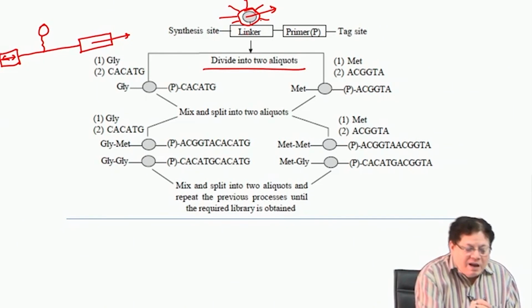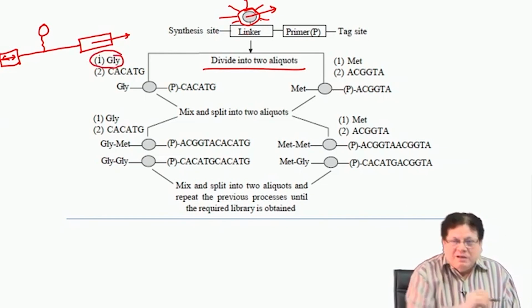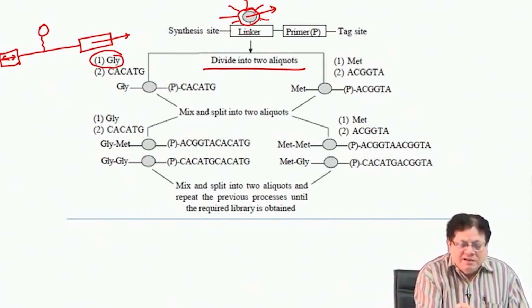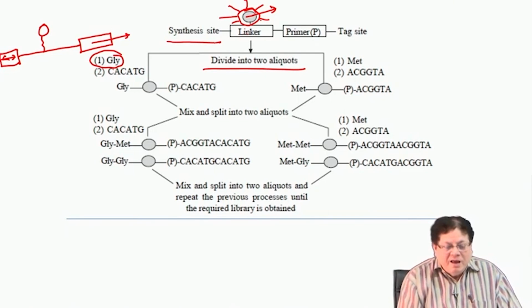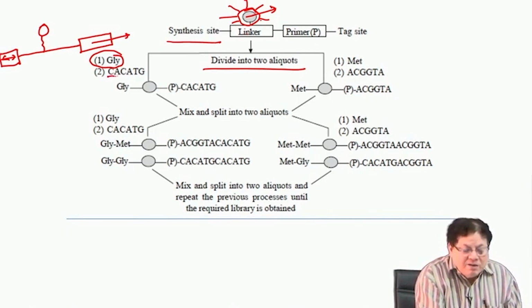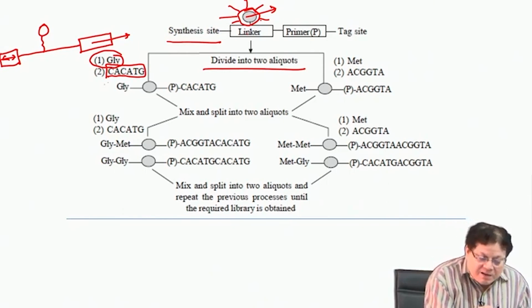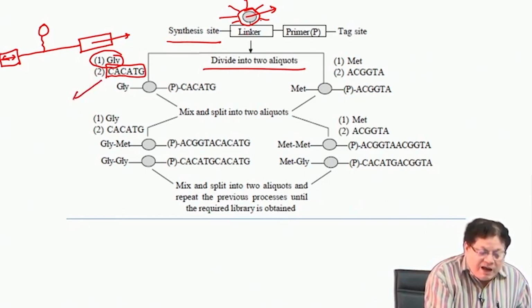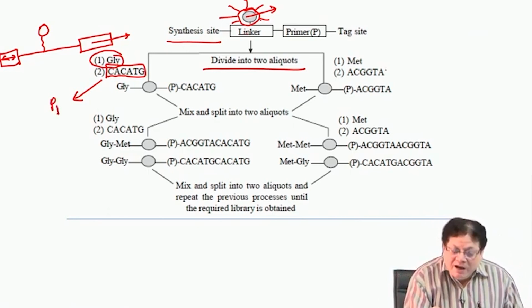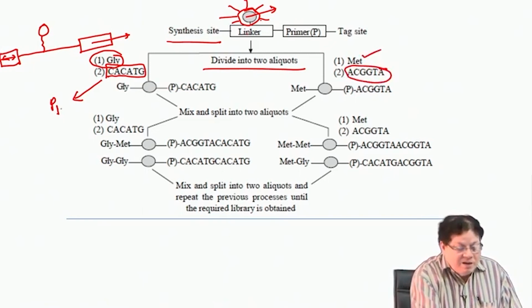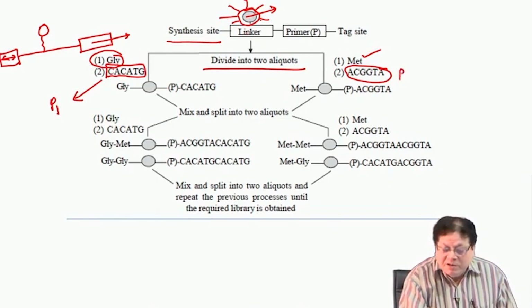Okay. And in one aliquot I added glycine. I am interested in making peptides. So, in one aliquot I added glycine. The glycine gets attached at the synthesis site, and at the same time I add some bases. In this case it is say CAC-ATG. I add a base, but for understanding you can say that I add something which is denoted as P1. Here, on the other aliquot, I add methionine, a different amino acid, and I add another set of bases which is denoted by P2.